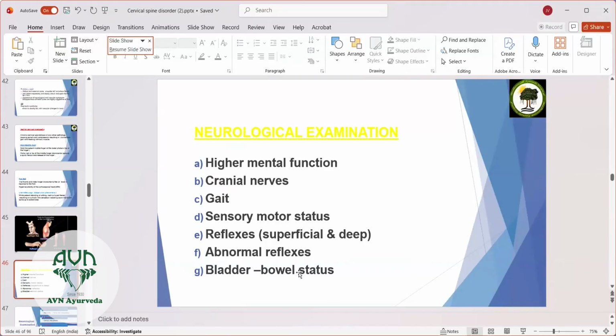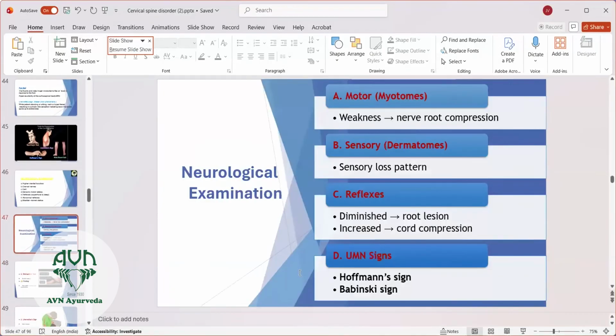So also the gait of the patient: in cervical myelopathy, a wide-stepping gait we can observe. So also the sensory and motor status of the patient we have to look for. So also the reflexes, deep tendon reflexes, and any abnormal reflexes, and the bladder and bowel signs we have to look for. It is very important. Bladder and bowel signs mean whether the bladder or bowel is functioning normally or not. So after having a clinical and neurological examination, motor weakness means no root compression is there.